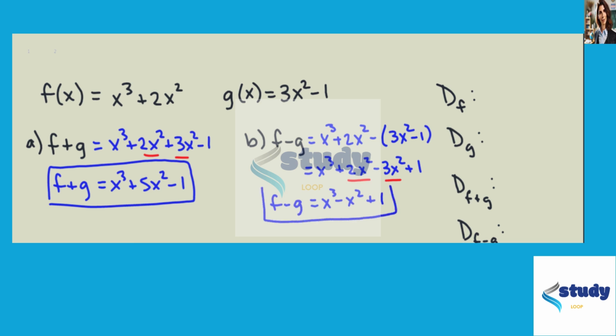Now let's look at the domains. So f and g are both polynomial functions, and polynomial functions always have a domain of all real numbers, which we can write as negative infinity to infinity. And when you add or subtract functions, the domain of the new function will be just the intersection of the two separate functions, and the intersection of all real numbers and all real numbers is all real numbers.